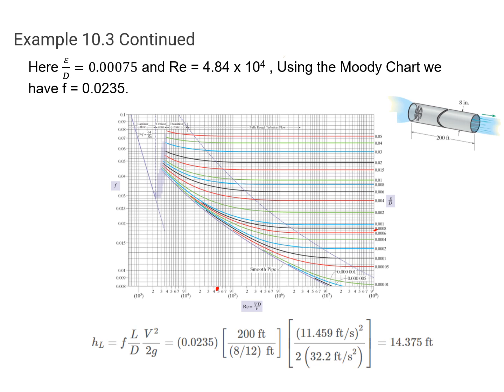So we can come over, follow these lines roughly to about there, and then come straight over and read off what the friction factor is. You get roughly 0.0235, but again, if you pick the value of 0.024 or 0.023, that's pretty close. So here once we find what the friction factor is, we can calculate the major head loss. We get 14.375 feet.